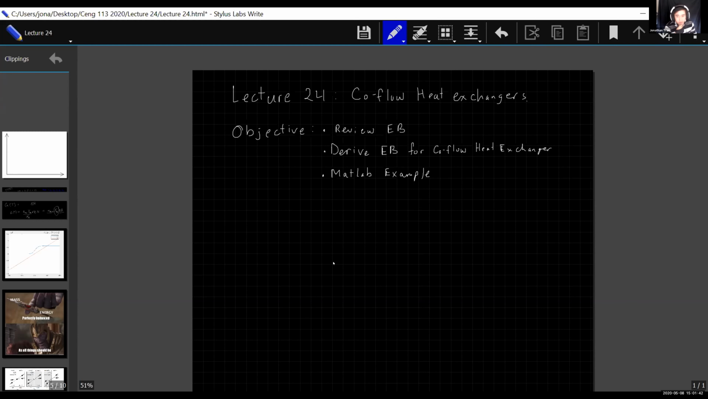Okay, so today's topic is going to be on co-flow heat exchangers. These are also known as parallel flow heat exchangers. But before we get into that, I wanted to quickly review the energy balance for PFR because it's going to be useful in our example and also in understanding how we derive the energy balance for the heat exchanger. So let me zoom in here.